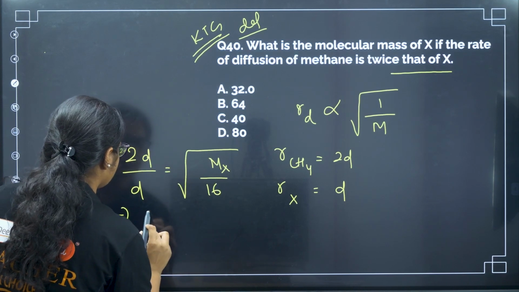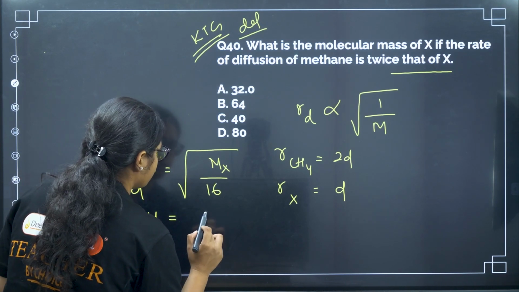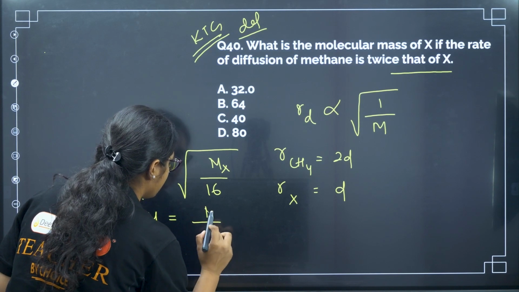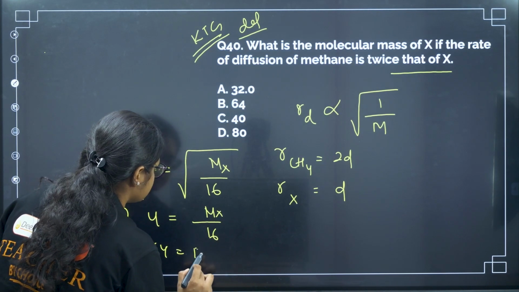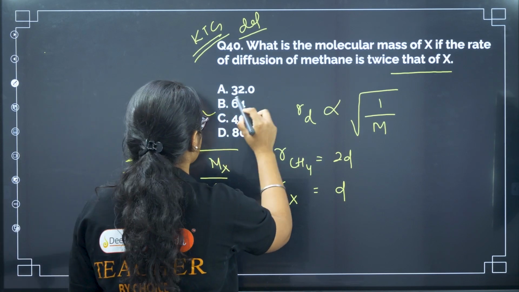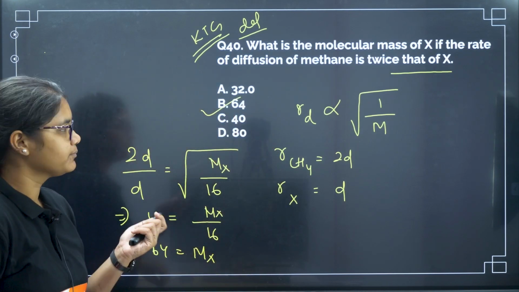So we can take the square root on both sides. We'll get 4 on one side, and on the other, taking the square root, mX by 16. So 64 is the mass of X. The correct answer for this question will be option number B.